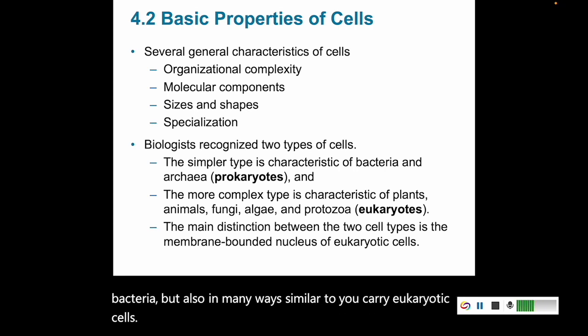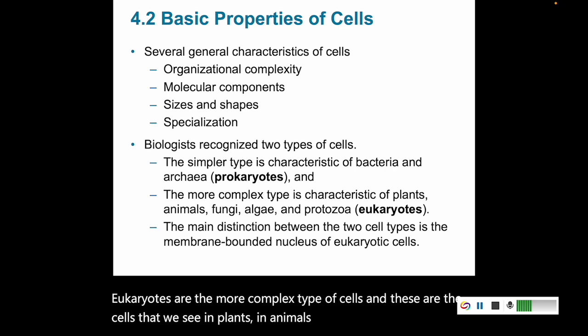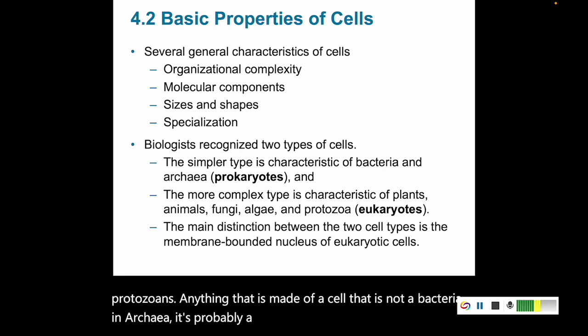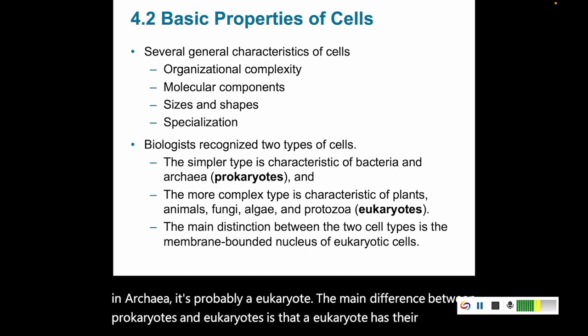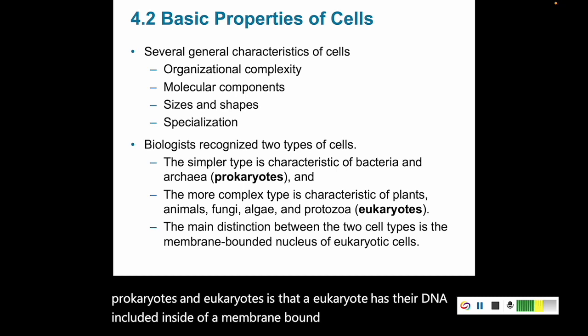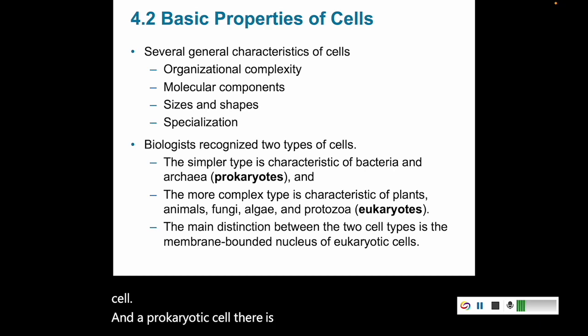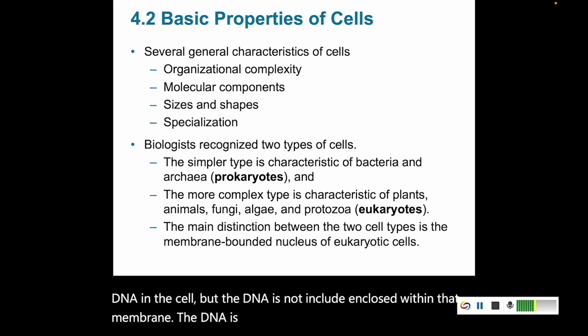Eukaryotes are the more complex type of cells, and these are the cells that we see in plants, in animals, in fungi, in algae, in protozoans. Anything that is made of a cell that is not a bacteria or an archaea is probably a eukaryote. The main difference between prokaryotes and eukaryotes is that a eukaryote has its DNA included inside of a membrane-bound nucleus. That means around the DNA is a membrane, creating a distinct nucleus in that cell. In a prokaryotic cell, there is not a nucleus. They do have DNA in the cell, but the DNA is not enclosed within that membrane. The DNA is found within the cytosol.